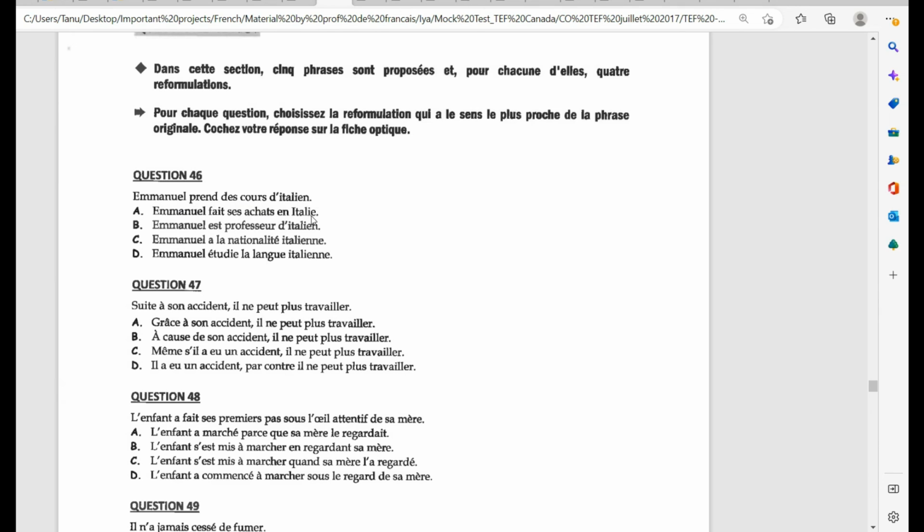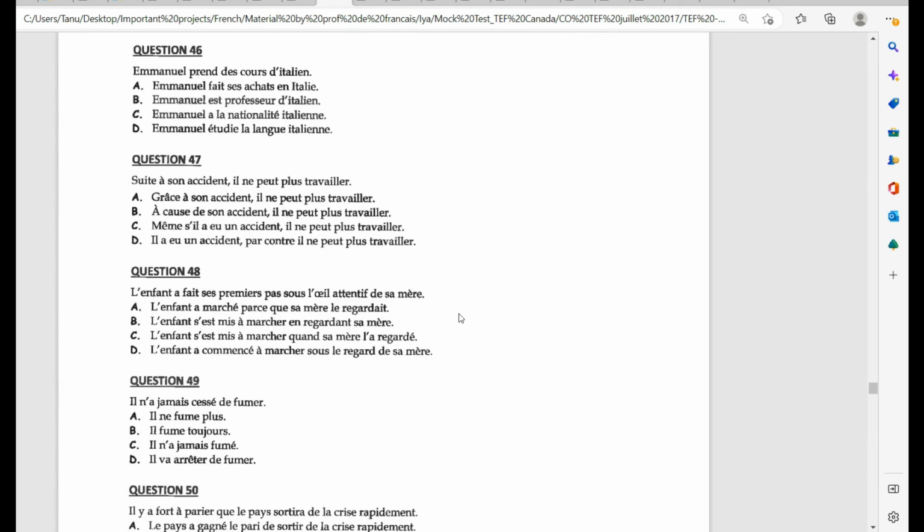Fait des achats en Italie. We are not talking about any purchases in Italy, so that option is eliminated. Professeur d'italien. He is not a professor of Italian because he is taking Italian courses. A la nationalité italienne. I don't think that is true because if he was Italian, why would he take courses of Italian? And the last option is étudie la langue italienne. Yeah, so this option is the closest. So when we are learning a language, we can say prend des cours d'italien or étudie la langue italienne.